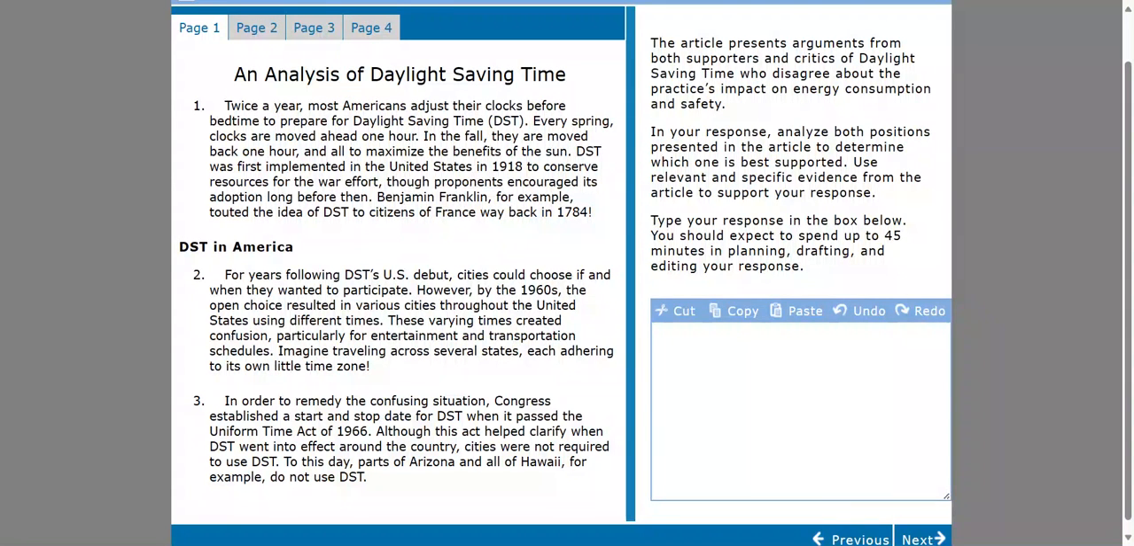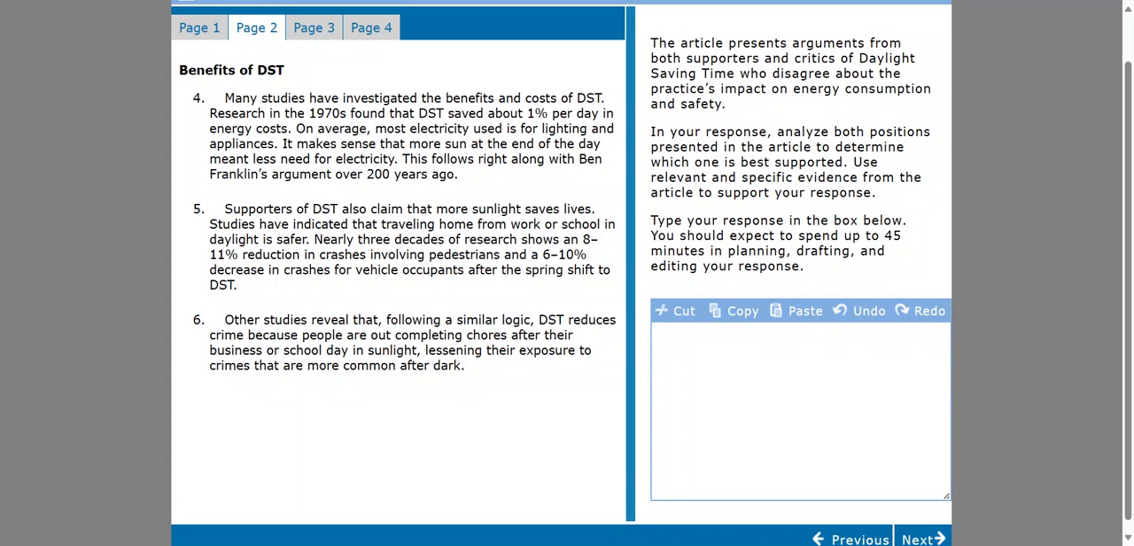They serve a purpose for the reader, of course, but they serve no purpose in terms of can I use or should I use any of this information for my essay? And now we'll take a look at paragraphs 4, 5, and 6. Again, benefits of DST.